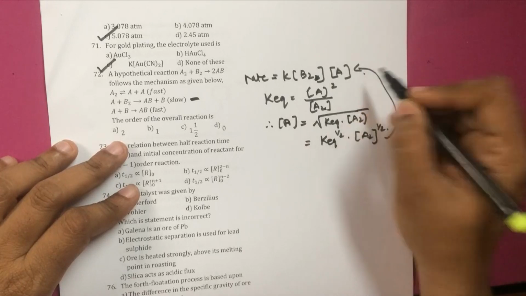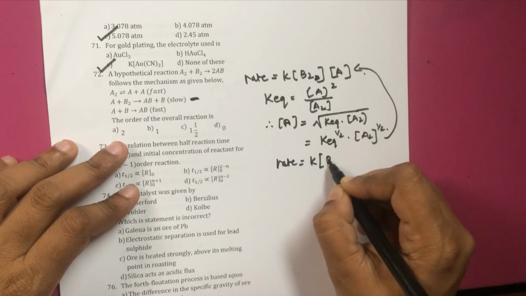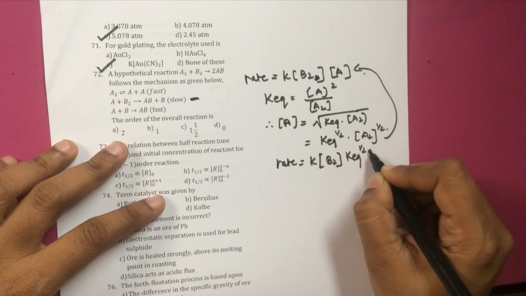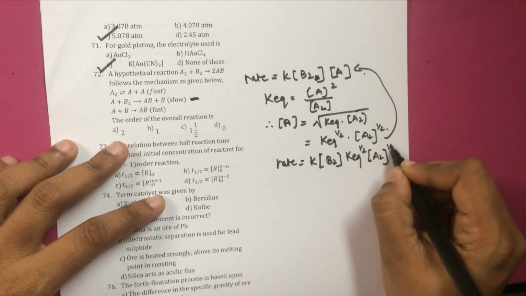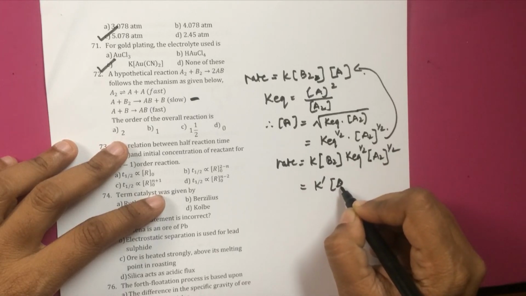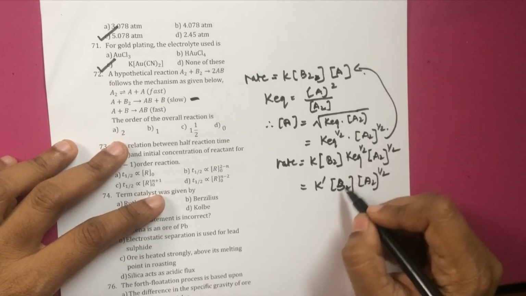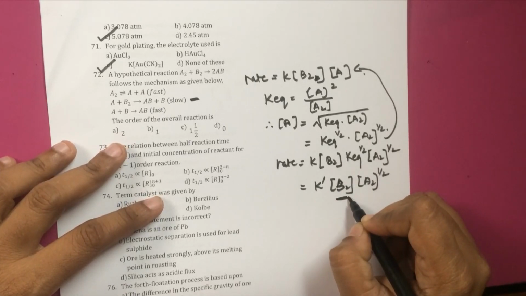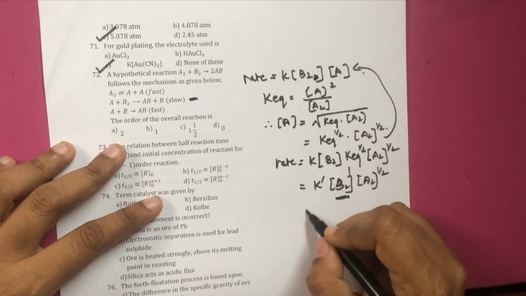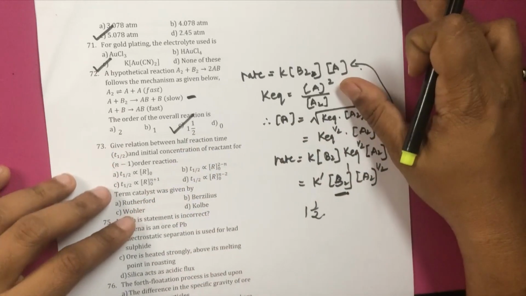So when we substitute in this equation, we get rate is equal to K into concentration of B2 into K equilibrium raised to half and A2 raised to half. We are writing a new constant K dash, that is B2 into A2 raised to half. So with respect to B2, that is 1, and with respect to A2, that is half. So it's 1/2. So option C.